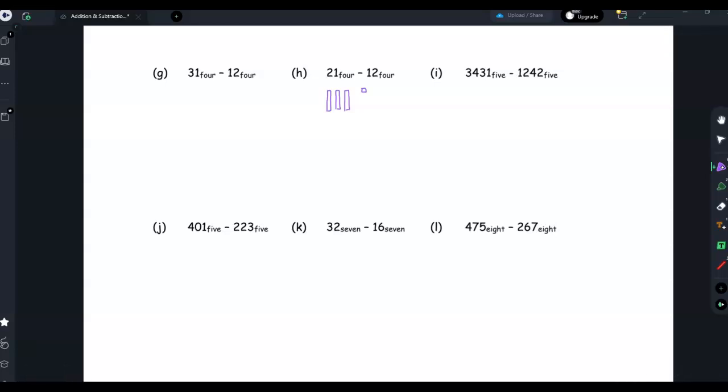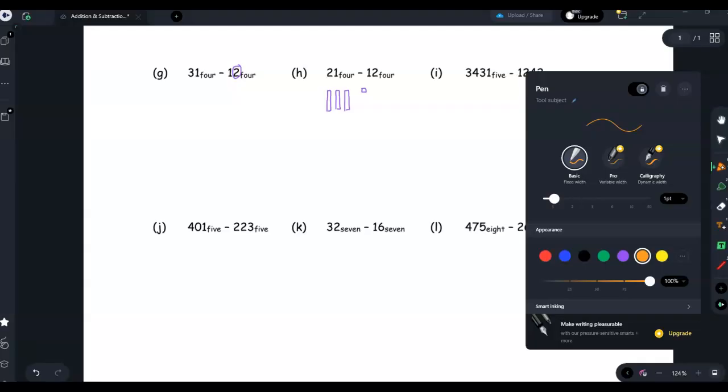With addition, we would typically write both numbers or show both numbers with the blocks. But with subtraction, I really just want to take away from what I'm starting with. So I'm starting with this and I want to take this away from that. I'm going to start with the ones place, and I would like to take away my 2 units. Now the problem is that there aren't 2 units to take away here.